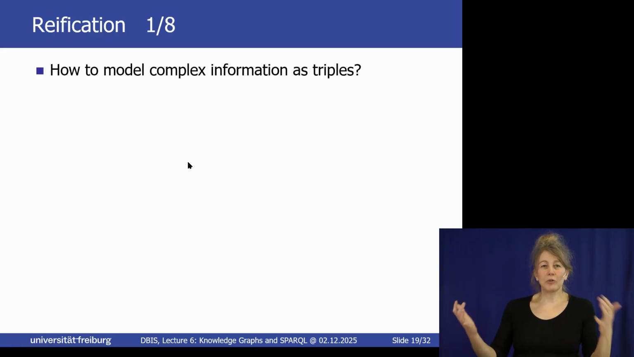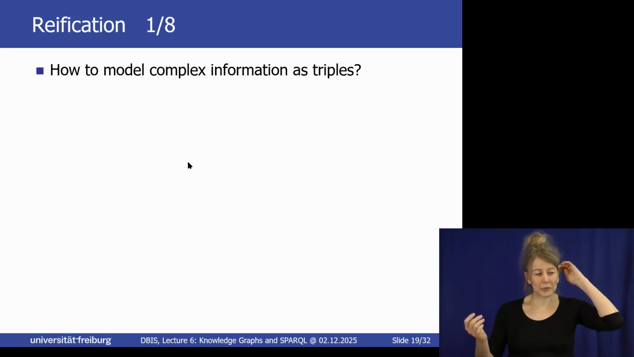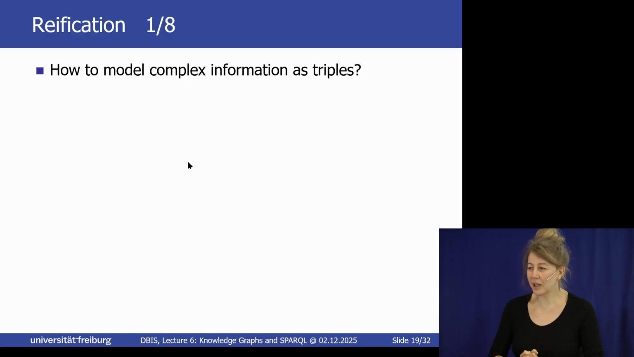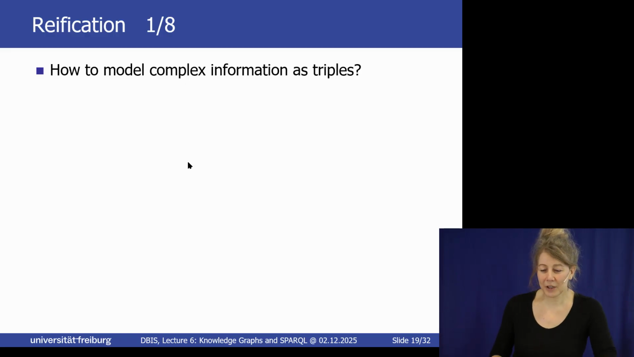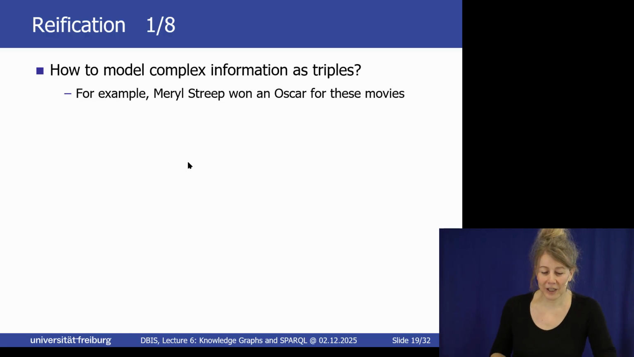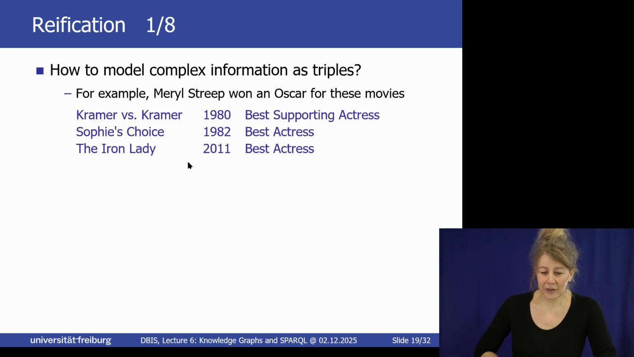So you have this super nice data model. Everything is triples, that's nice, but isn't that a bit too simple? What if you have more complex information for which you would naturally put in a table? That's a very natural question to ask. And here we have an example.